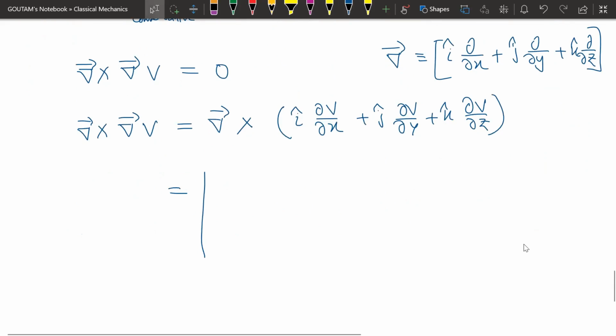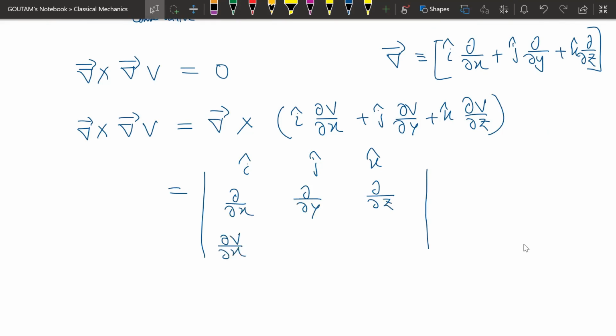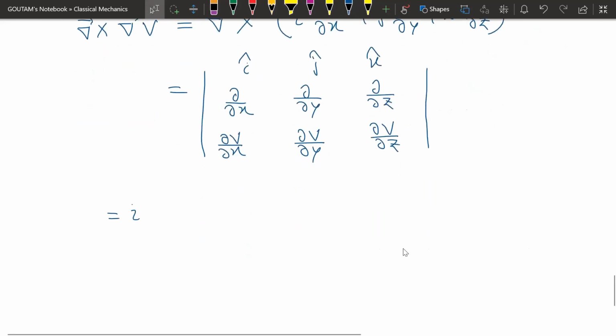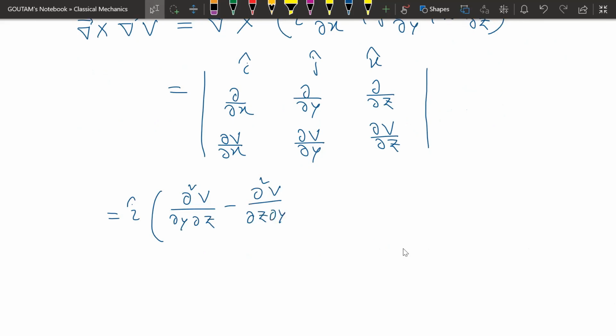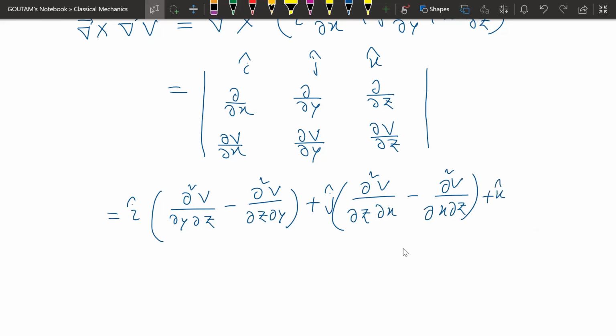which will be the determinant of i hat, j hat, k hat; ∂/∂x, ∂/∂y, ∂/∂z; ∂V/∂x, ∂V/∂y, ∂V/∂z. Now it will be i hat multiplied by ∂²V/∂y∂z minus ∂²V/∂z∂y, plus j hat times ∂²V/∂z∂x minus ∂²V/∂x∂z, plus k hat times ∂²V/∂x∂y minus ∂²V/∂y∂x.